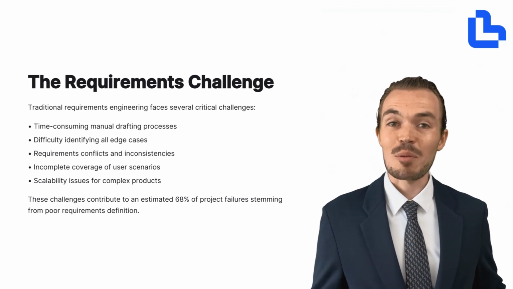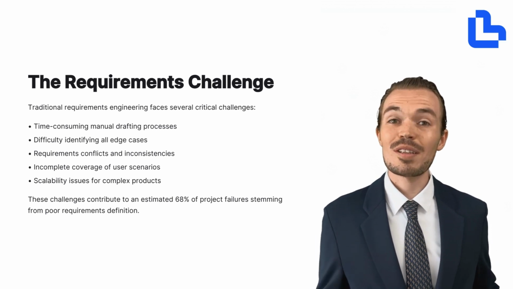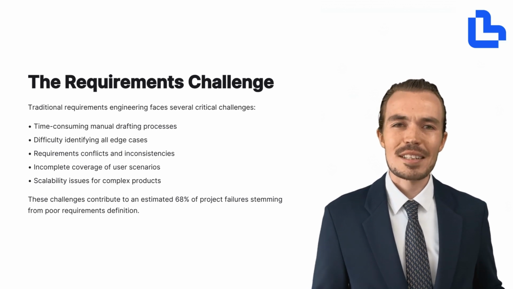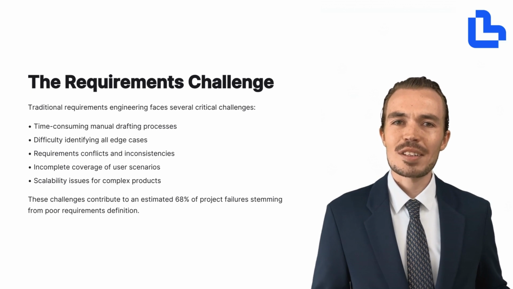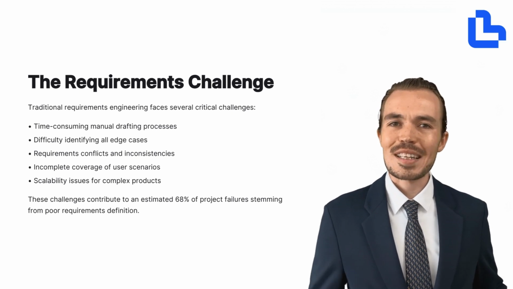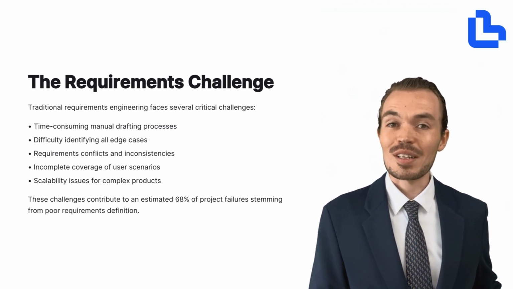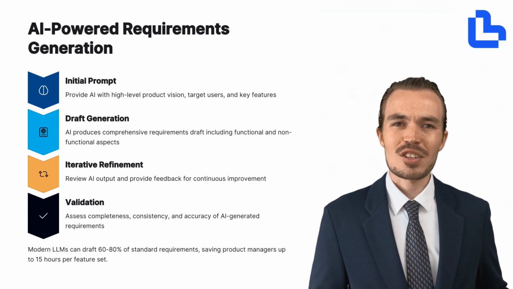And when we're dealing with complex products, scalability becomes a serious limitation. The more moving parts there are, the harder it is to maintain clarity and cohesion across the entire requirement set. These challenges are not just theoretical. Industry data shows that poor requirements definition is responsible for nearly 68% of project failures. That's a staggering number, and it highlights just how vital it is to get this phase right. Fortunately, AI offers powerful tools to help us overcome these obstacles, and that's exactly what we'll explore in the next section.